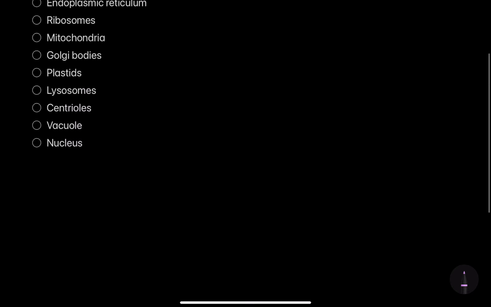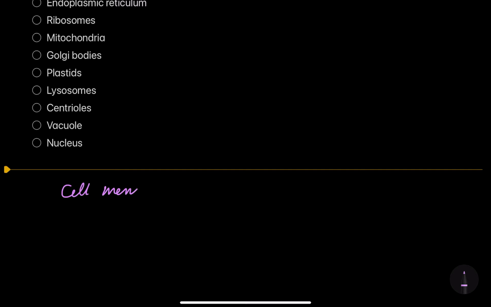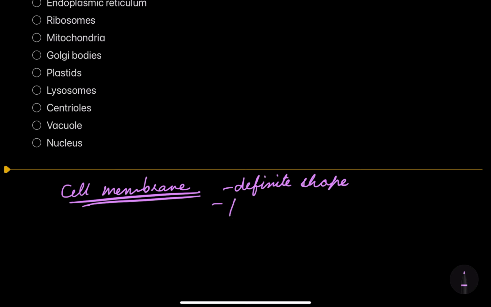If you look into the structure of the cell membrane, the function of the cell membrane is that it gives definite shape to the cell. Obviously, it encloses the cell content, so it provides shape to the cell. It provides protection to the internal contents of the cell, you can say.